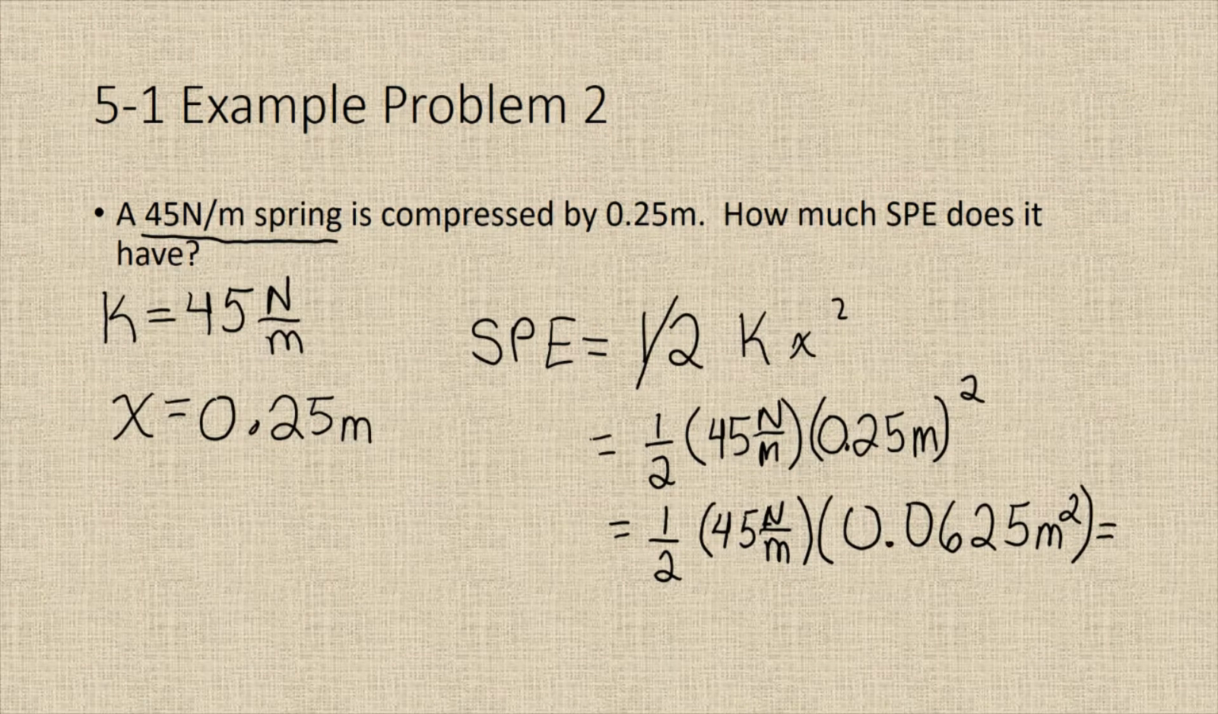And now we just multiply across. 0.5 times 45 times 0.0625 will give you 1.4 joules of energy.